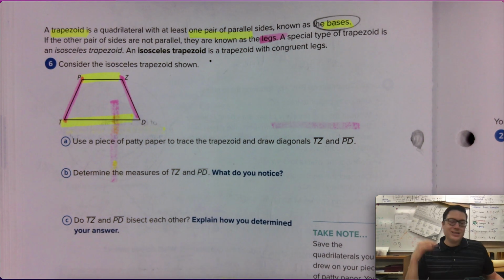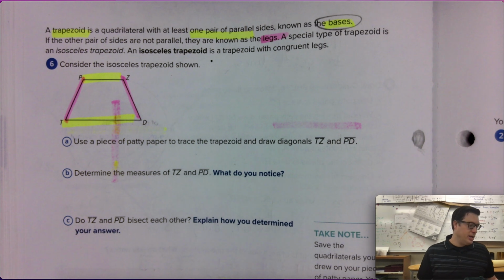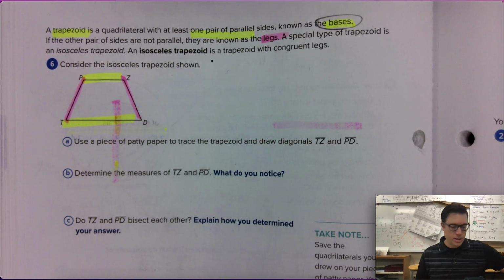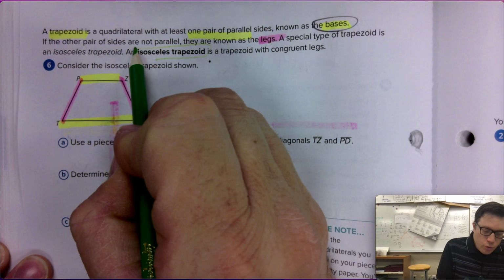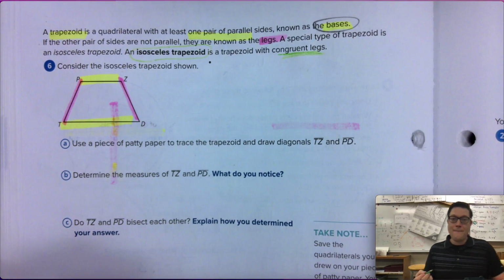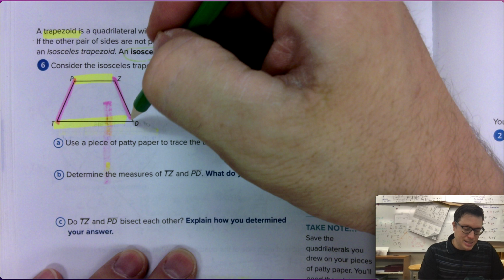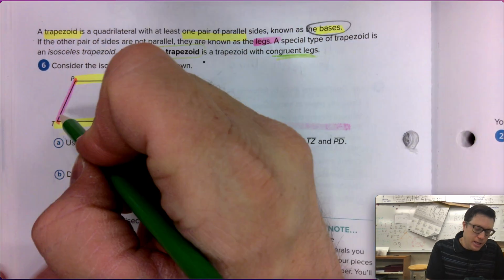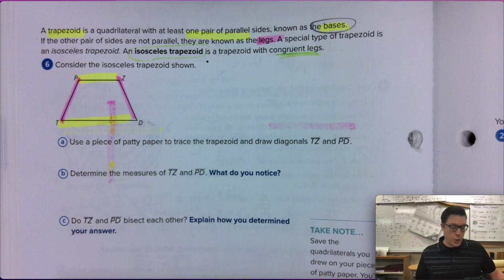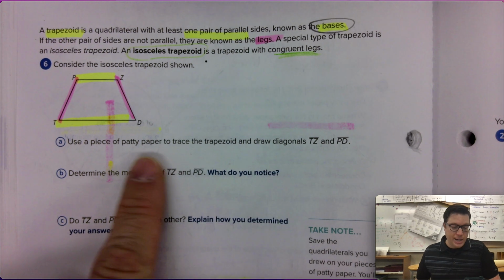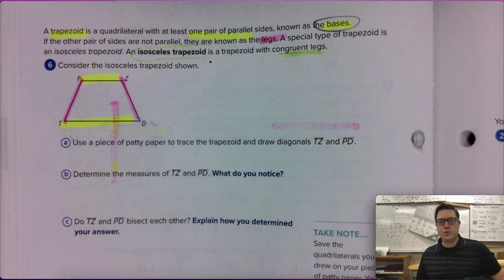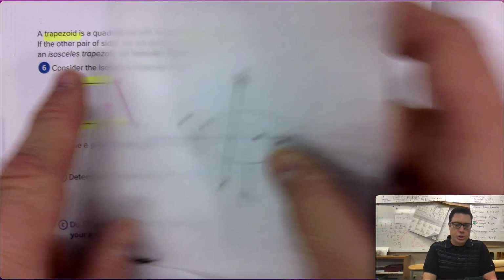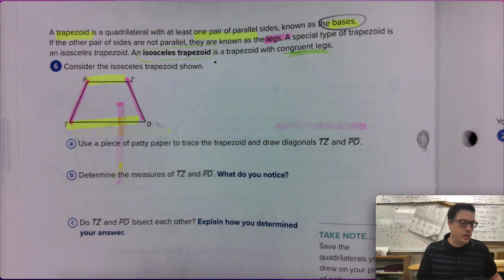All right. A special type of trapezoid is an isosceles trapezoid. And so isosceles trapezoids, they have congruent legs. Like maybe DZ is the same length as PT. So that's what we're going to do. We're going to use a piece of patty paper to trace the trapezoid, and then we're also going to draw, well, they want you to use the patty paper to trace the trapezoid. So you have a patty paper of notes for an upcoming assessment.